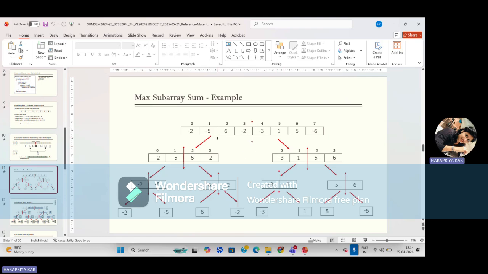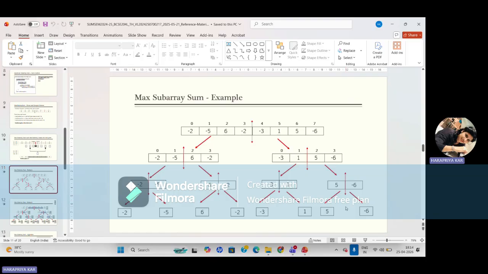Okay, again the sub problem -2, -5. Again 6, -2. And one single element -2, -5. Then 6, -2, -3, 1, 5, -6. So lastly, if you check, you will get this particular subarray: -2, -5, 6, -2, -3, 1, 5. That means this is the solution.